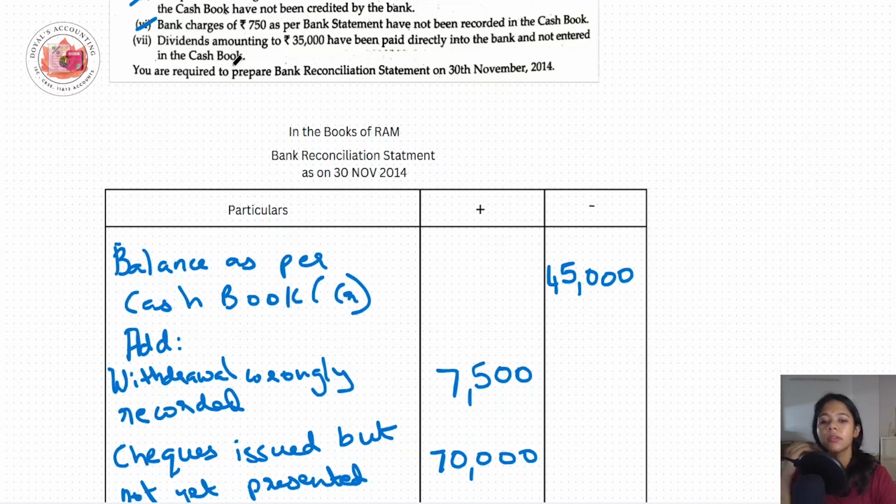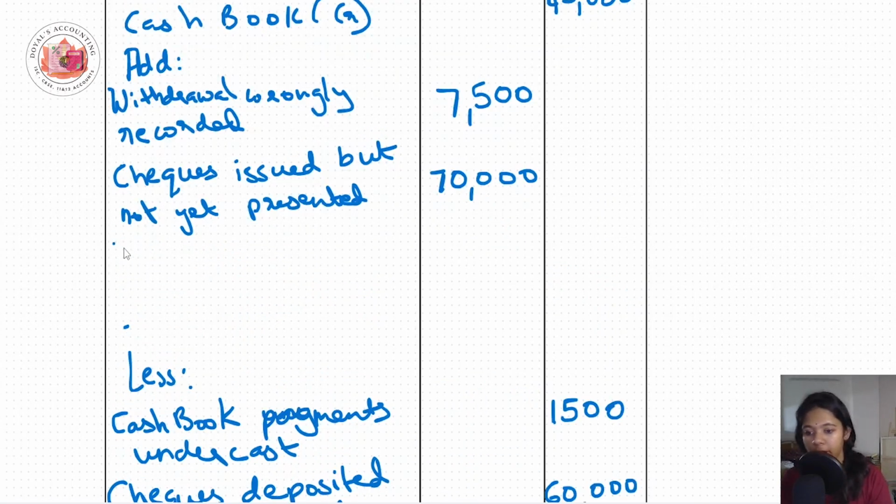Next transaction. Dividends amounting to 35,000 have been directly paid into the bank and not entered in the cash book. So in this case, our passbook balance is more than our cash book balance. Dividends have directly been recorded in the bank in our passbook, but this has not been recorded in the cash book. So our cash book has a lesser balance than our passbook, and if I want to equalize the two, then I'll have to add this 35,000 to my cash book. Dividend received not recorded in the cash book, 35,000.